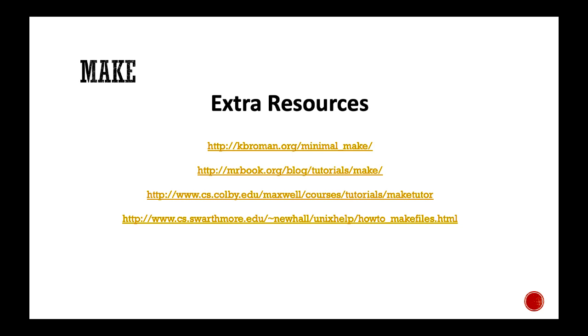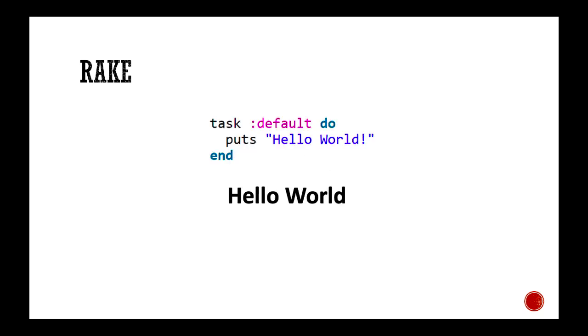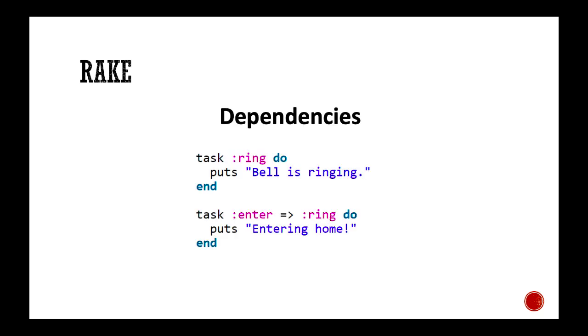Now, as opposed to Make, we have a more modern tool called Rake, right? Which is basically using Ruby to write a build file. So here we have a task we've created. That task is named default. You'll see that colon just means this is a special variable that gives us a name. For the task default, do puts hello world. That means print in Ruby, and it'll put out hello world.